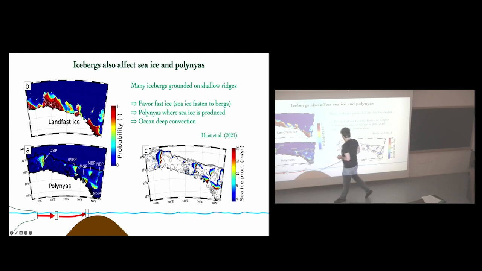This is a result of a simulation by Pierre-Vincent Huot, the reference is here. And basically, this is all the land-fast ice that is created due to the presence of these grounded icebergs that prevent the sea ice from moving. And then these are the polynyas, and you can see that the polynyas are created just along the fast ice, and this is the sea ice production. And you see that most of the sea ice in this region, so this region is Adélie Land, is created within these polynyas that are created thanks to the grounding of icebergs.